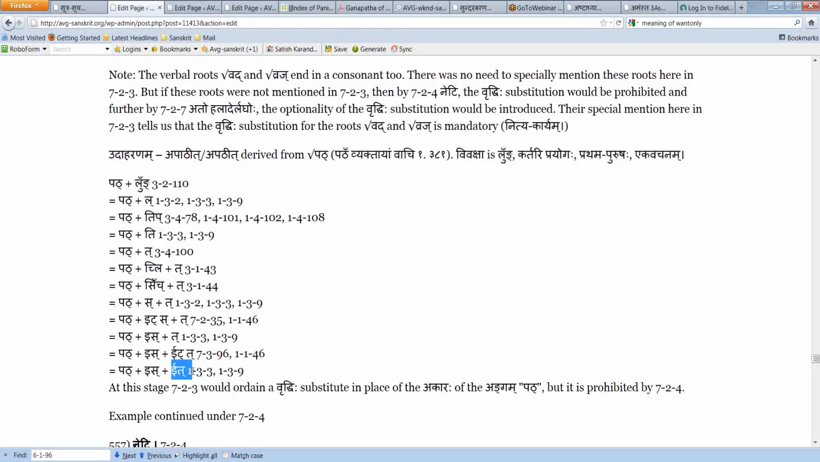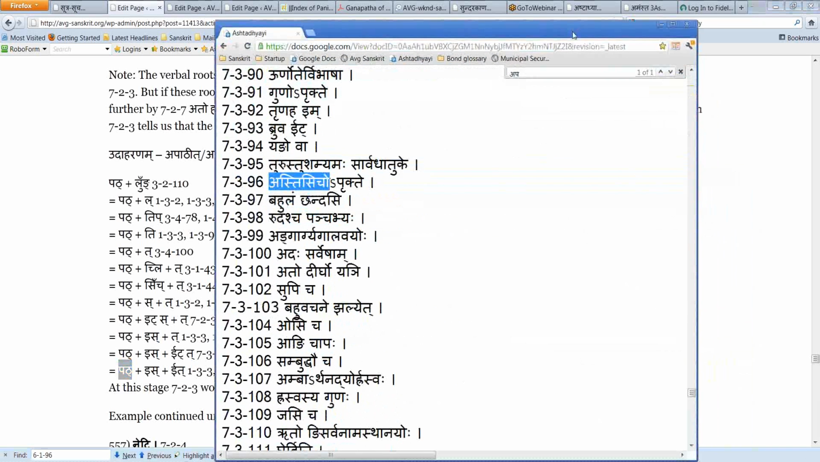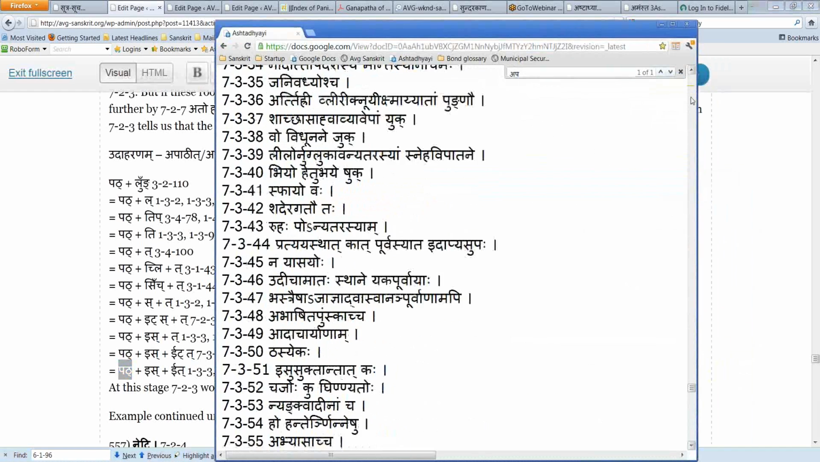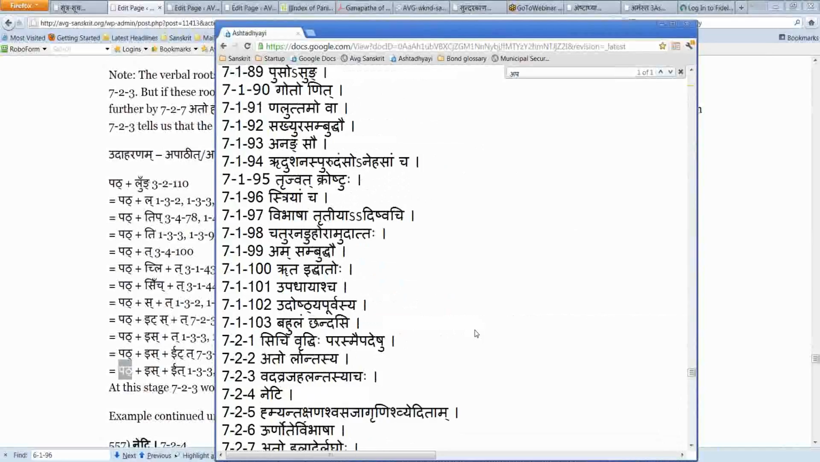Now what happens is that this is not an igantam angam. Not an igantam angam. So we cannot use 7.2.1. Remember, 7.2.1 only applies when you have an angam ending in an ik letter, like in the case of dhatu shru. The dhatu shru had an angam ending in an ik, in ukaraha. But now we don't have any igantam angam. So we cannot use 7.2.1.